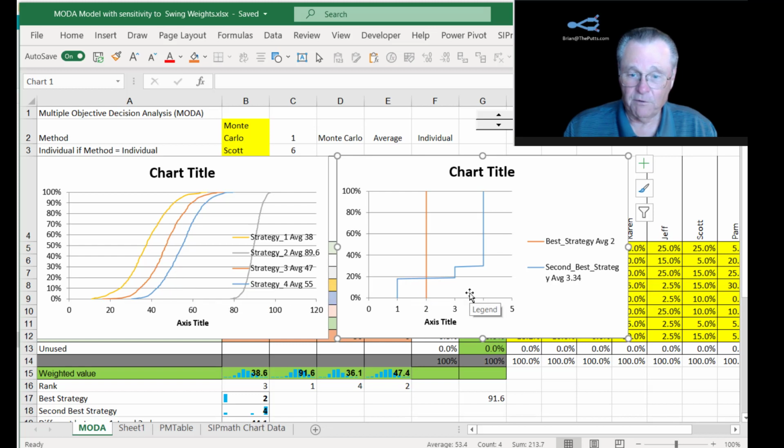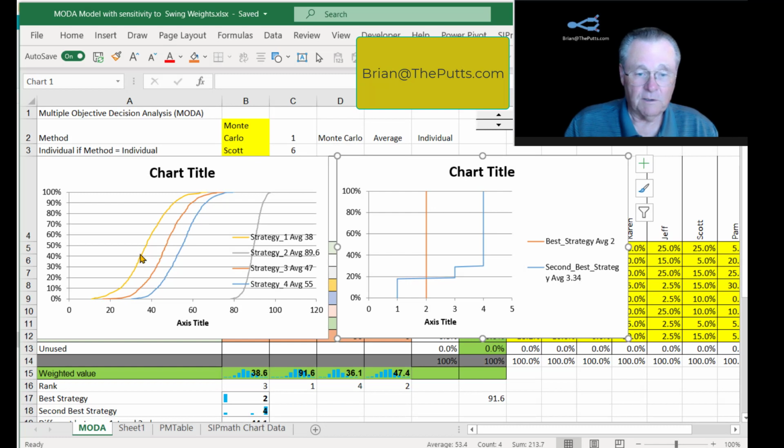Strangely enough, strategy 3, even though it's to the right of strategy 1, is so similar to strategy 2, or strategy 4, that it's really very, very rarely better than strategy 4. But strategy 1 is more different. Anyway, so this is a way of doing sensitivity and help make a decision on which strategy to follow. Hope you found this helpful.